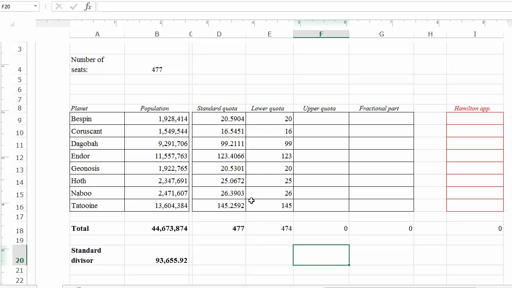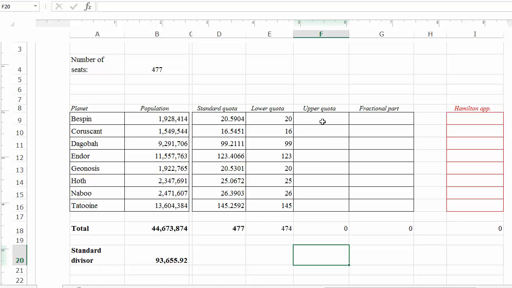So in this case all of the quotas were greater than 1. If any of the quotas had been less than 1, we would have encountered a 0 when we did the lower quota. So suppose we had some planet whose standard quota had been just 0.85, for example. Then their lower quota, namely when we round down, we would have just gotten 0.